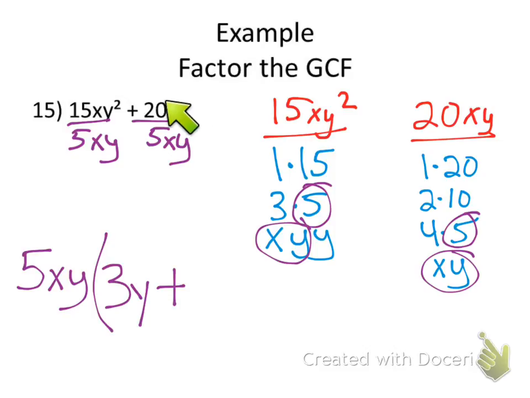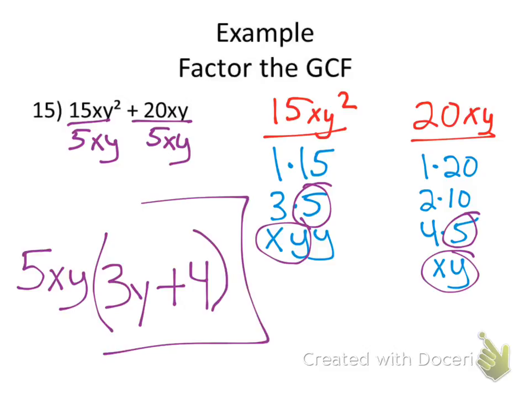Plus 20 divided by 5 is 4. You had an x, you're removing an x. No x's. You had a y, you're removing a y. No y's. Distribute that back out if you're unsure, but just by looking at it, I know we did it correctly.